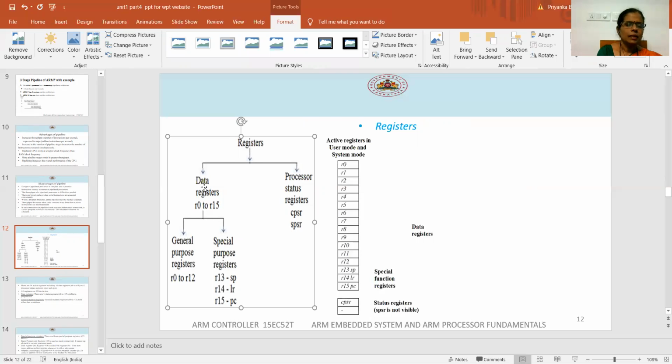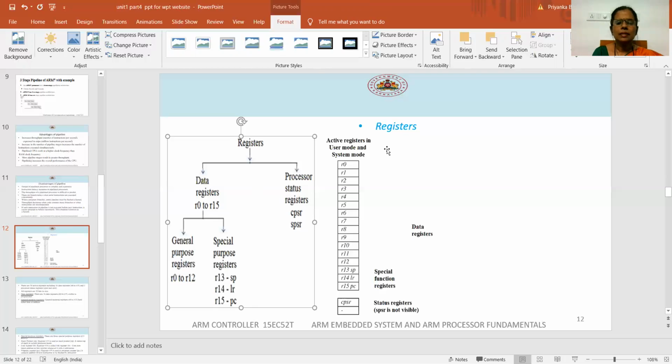The data registers are classified again as general purpose registers and special purpose registers. General purpose registers are from R0 to R12. Special purpose registers are from R13 to R15. R13 is called stack pointer. R14 is LR, the link register. R15 is the program counter, PC. So this is the classification of registers.